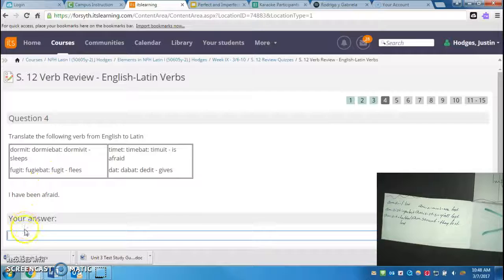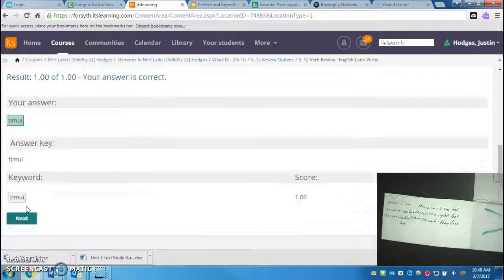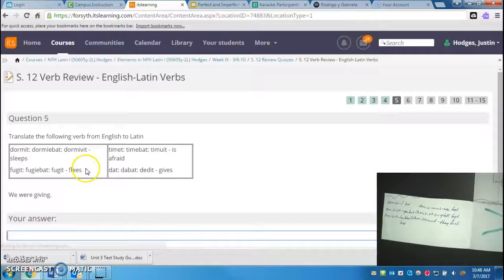So we want to say I have been afraid. Well, we got timet, timebat, and timuit. We know this third one is the perfect form. It has that U tense indicator in here that we talked about a while ago. We want to replace that IT, just like the last one, with I, or the sound E. So timuit will turn into timui. I've been afraid. Great.